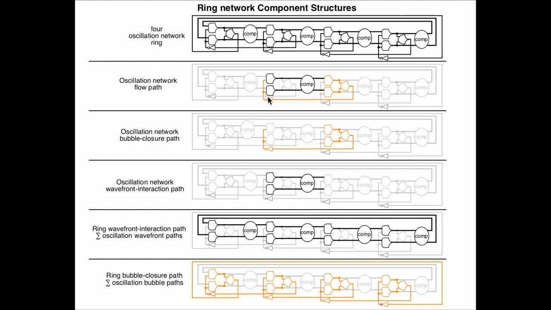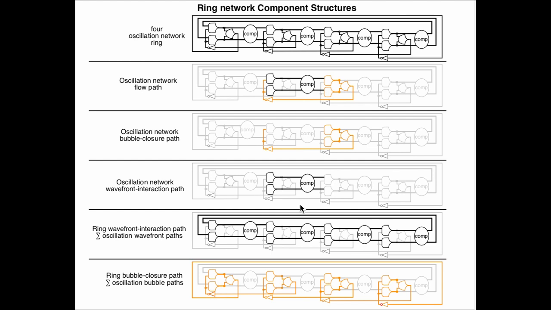Now, the first component of that ring network that we're interested in is the individual oscillation network. The individual oscillation network has 2 components. The first is the wavefront interaction flow path, which is shown here, and the second is the bubble closure flow path, which is highlighted here. Now you notice that the oscillation network is a composition of these 2 paths.